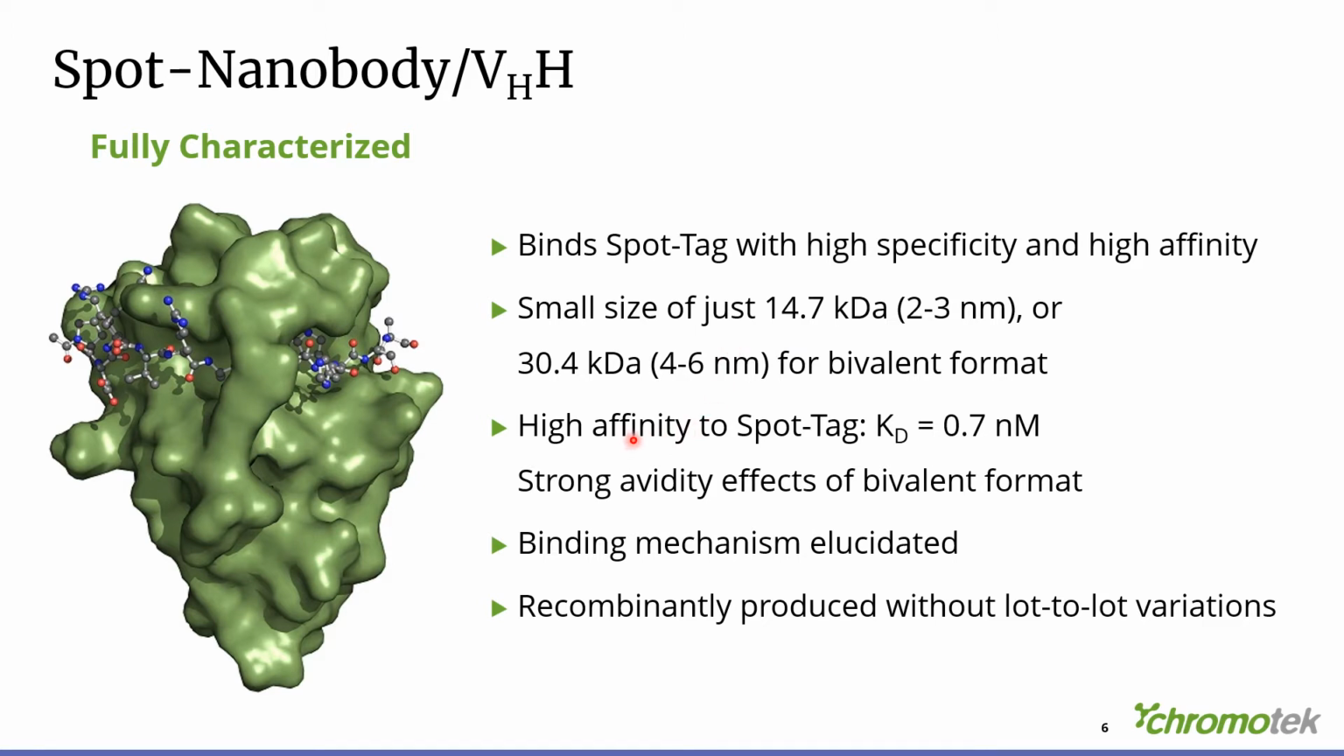The Spot-Nanobody has a very high affinity to the Spot-Tag of just 700 picomolar. There are strong avidity effects if the bivalent format is used. You may expect an affinity improvement by a factor of 400. The binding mechanism has been elucidated. I will show that on the next slide. And the nanobody is produced recombinantly without lot-to-lot variations.